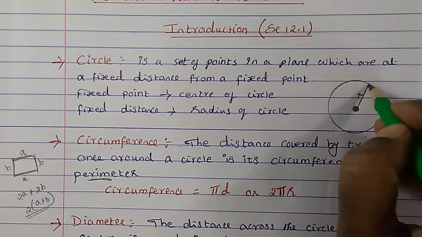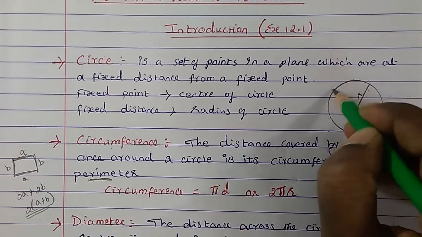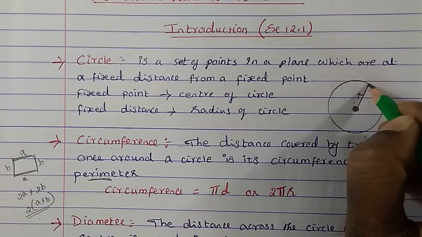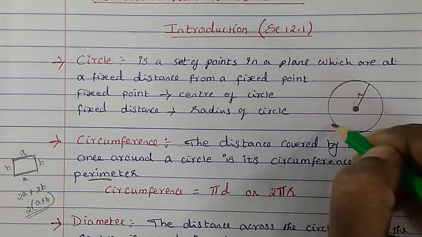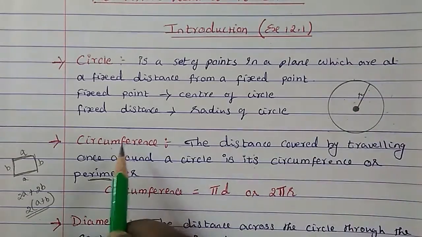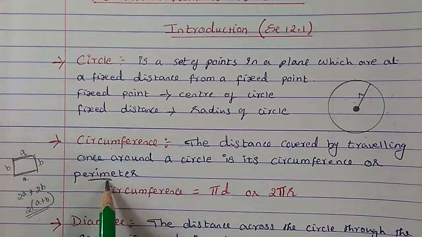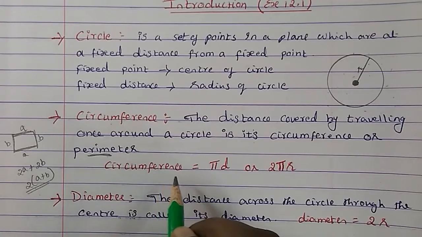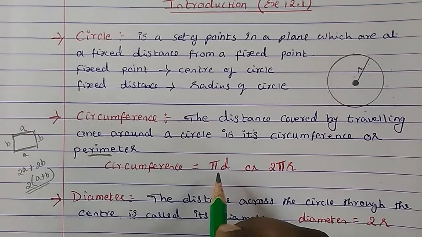If you start from here and travel once fully around until you come back to where you started, the distance that you traveled once around this circle, we call it the circumference. Another word we can also use is perimeter. Now the formula for the circumference of the circle is pi d, which you have studied in smaller classes. Pi d, where d means diameter.